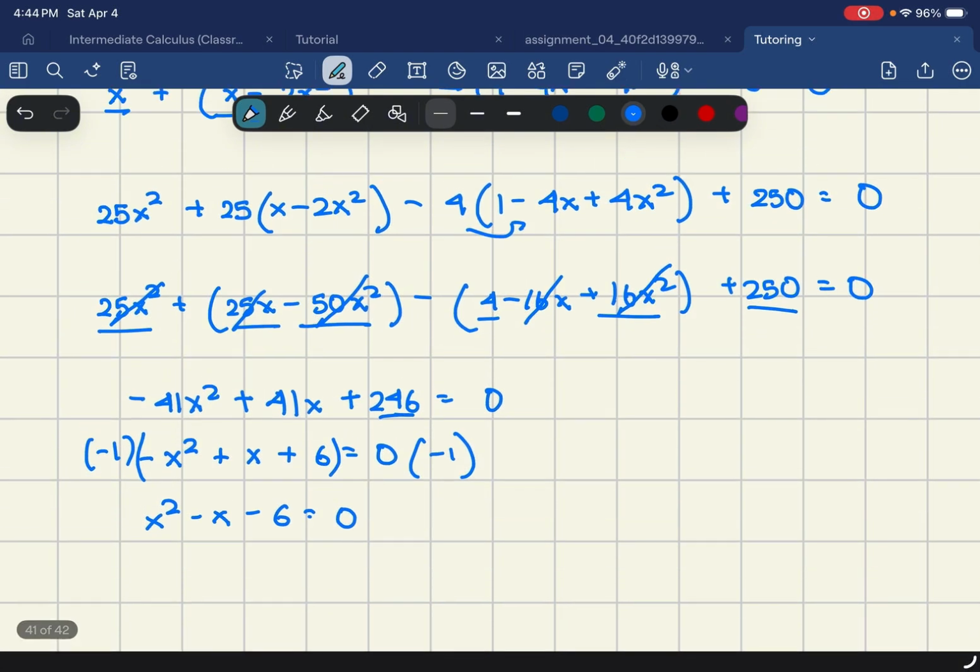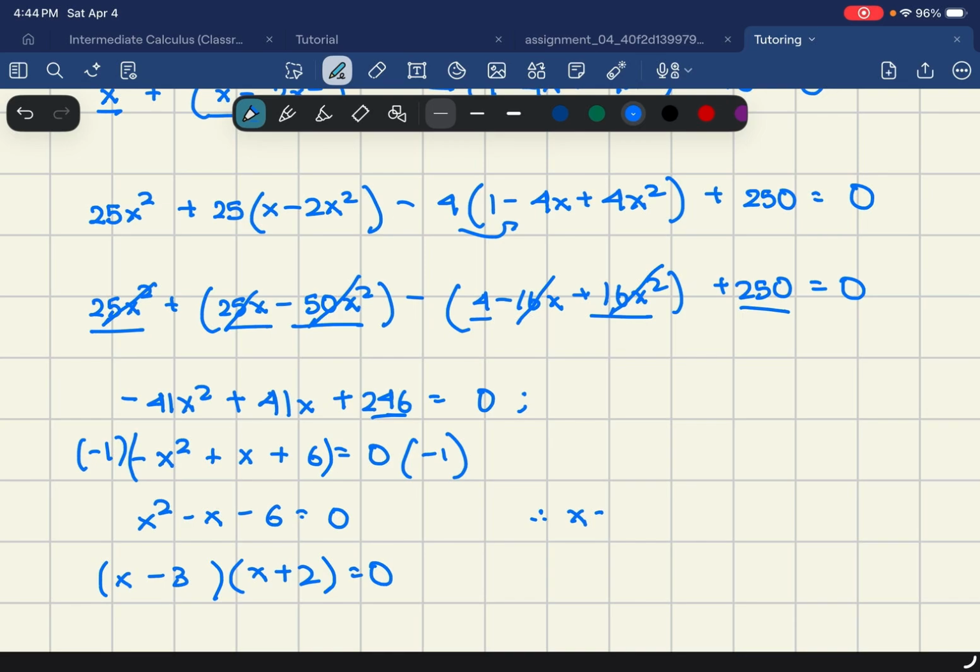All right, so 246 is divisible by 41, so you just want to divide each term by 41, and you would get this quadratic equation. And I think you can solve this quadratic equation by factoring. And this should be your solution, (x - 3)(x + 2). So therefore, your solutions are x = 3 and x = -2.